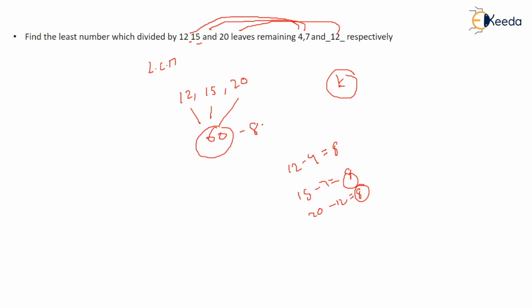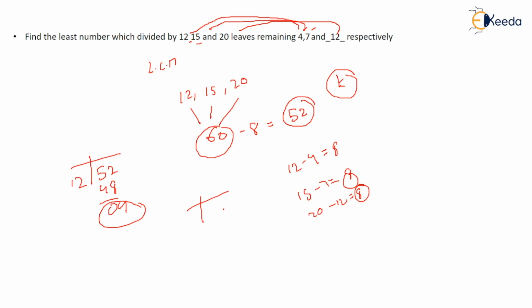After you separate 8 from 60, the number that you get is 52. So 52 is the least number which, when divided by 12, 15 and 20, leaves remainder 4, 7 and 12 respectively. You can check on your own. If you take 52 divided by 12, 48, 4 is the remainder in the first case, right? Second, 52 divided by 15, so 45, 7 is the remainder. And similarly the third case, 40 will come and the rest will be remaining.